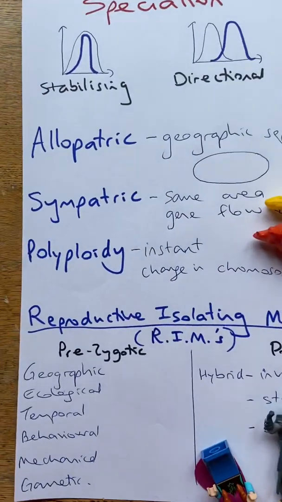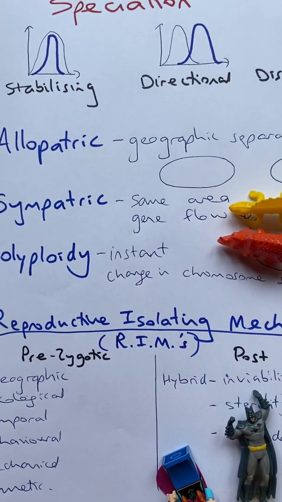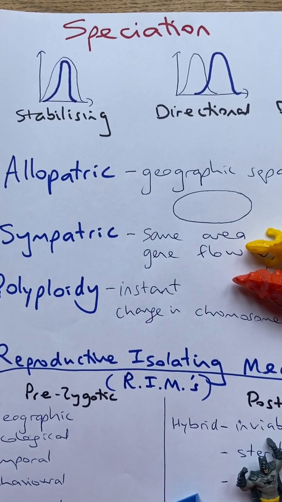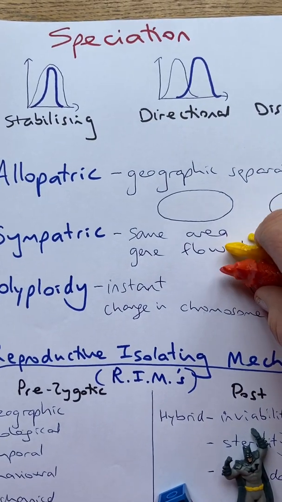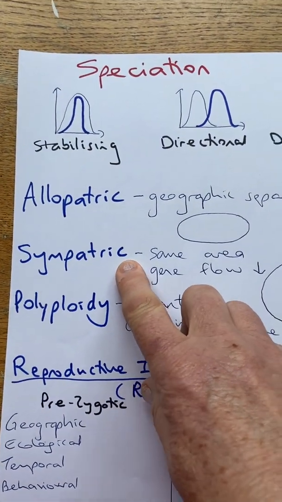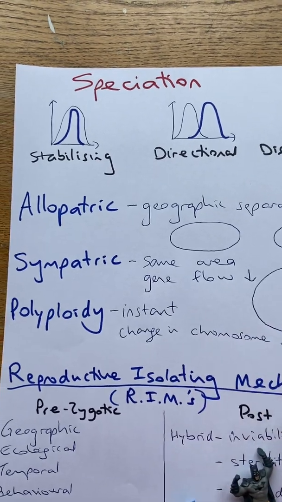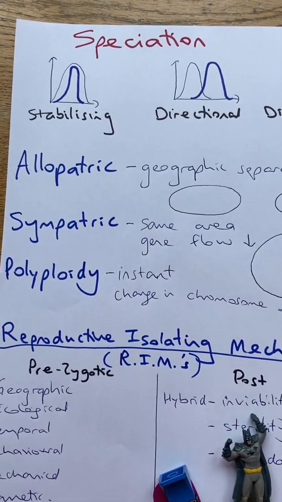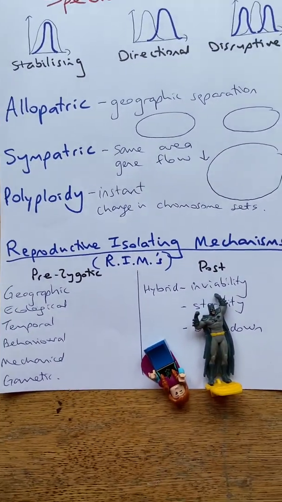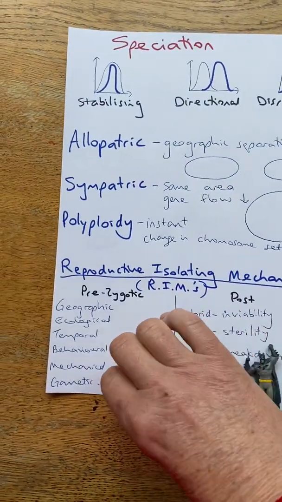And then polyploidy, I'll do some more on this at the end. That is an instant change in the number of chromosomes, the number of sets of chromosomes, and that will instantly make you a new species. And so that is a sort of subset example of sympatric because it happens in the same place. So how these changes build up over time and cause them not to be able to breed and have gene flow is our reproductive isolating mechanisms.